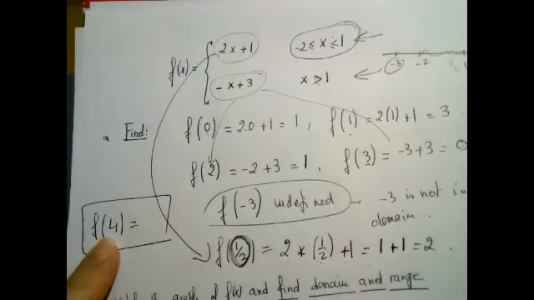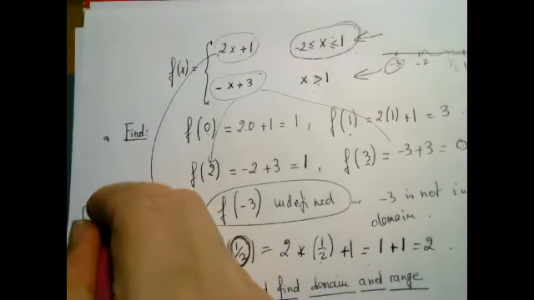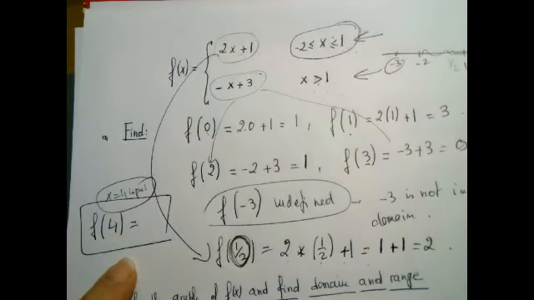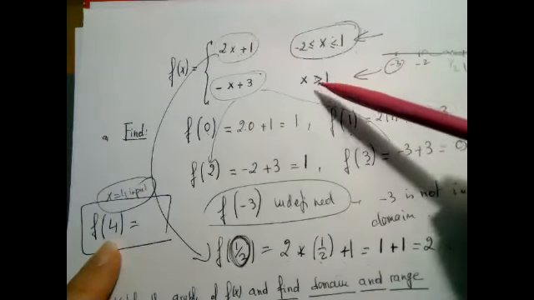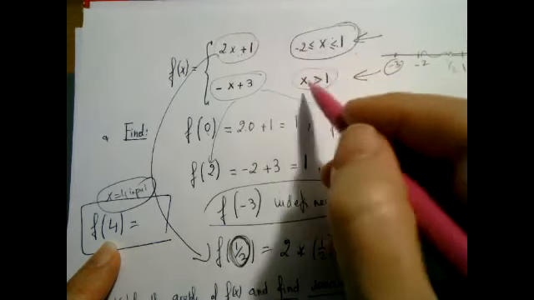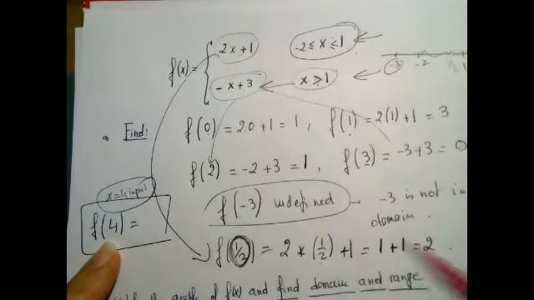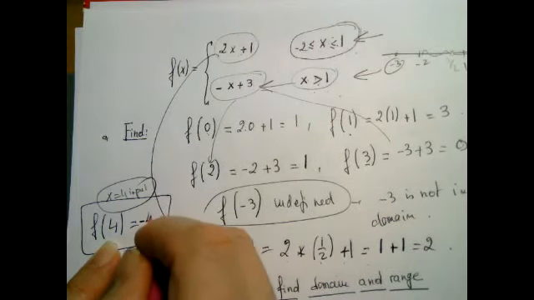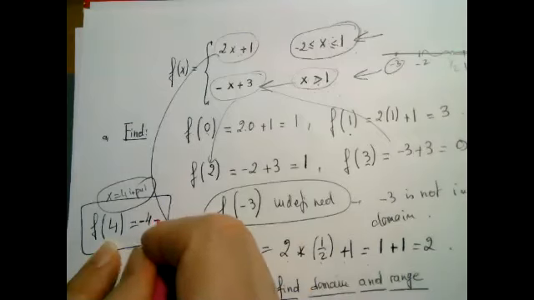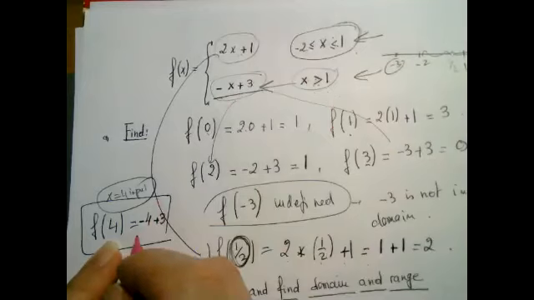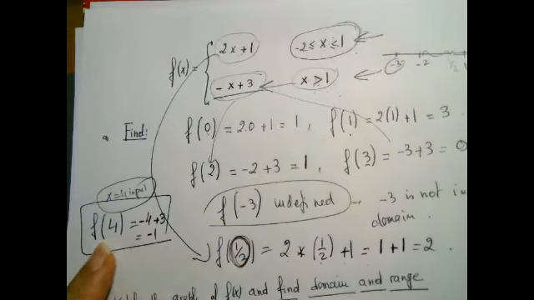So my input is 4. Here, x equals 4 is the input. Is this bigger than 1 or less than 1? 4 is bigger than 1, and this rule tells me that if you have an input bigger than 1, that's the rule for the output. So what is f of 4? It's going to be -4 plus 3, because 4 is bigger than 1, which gives me -1.